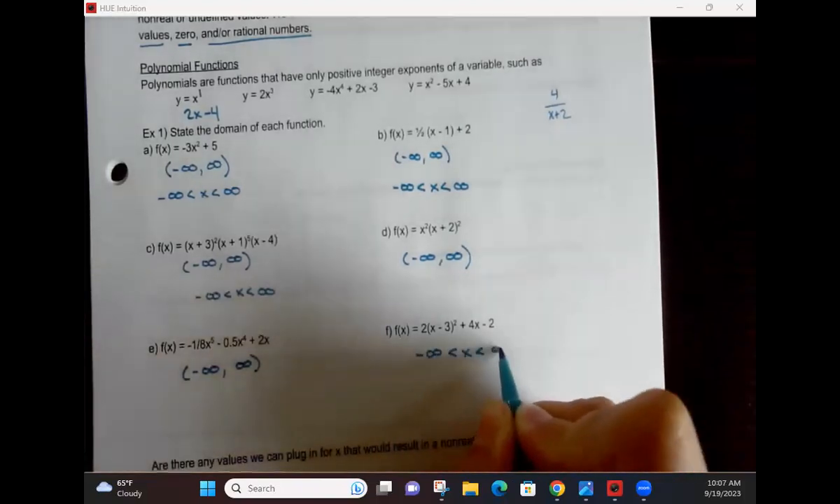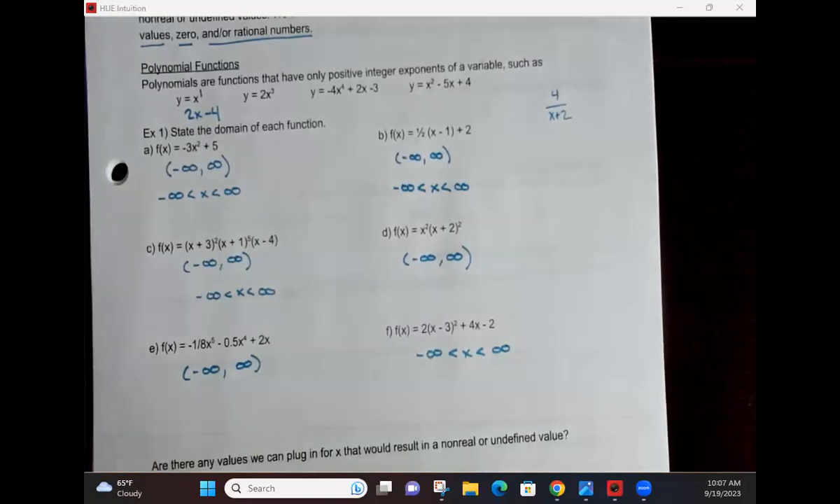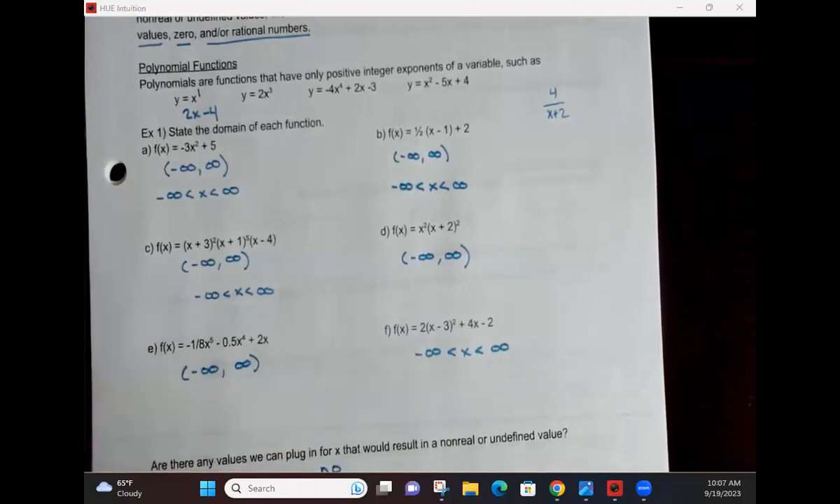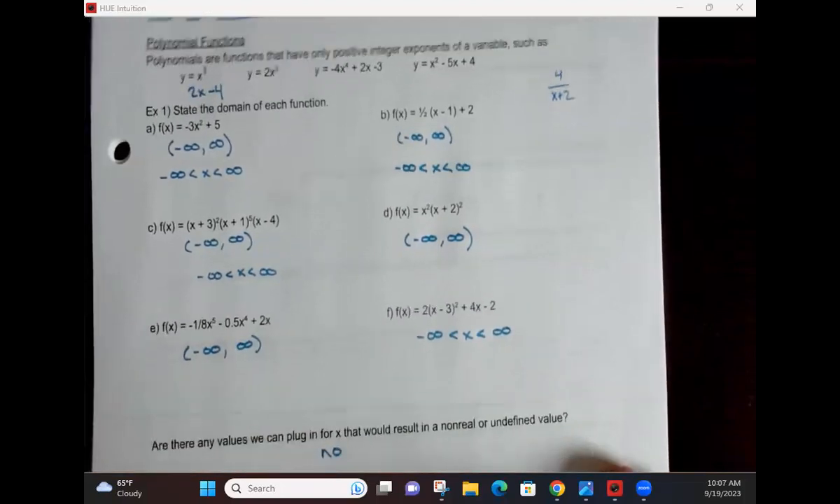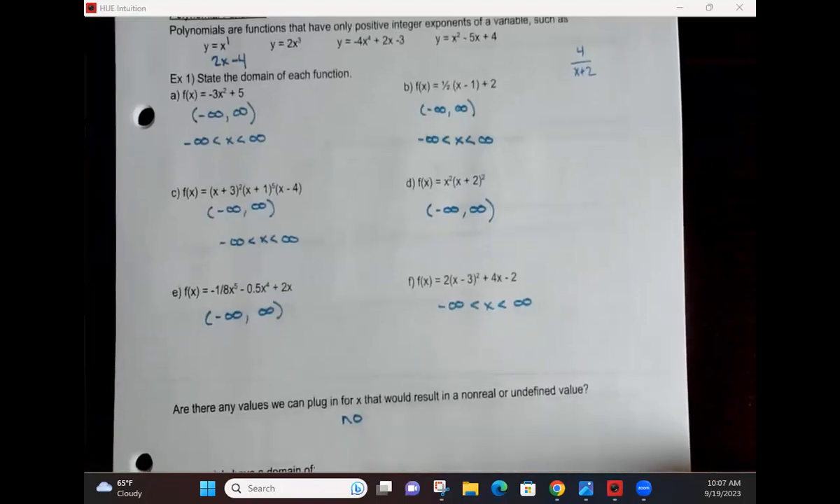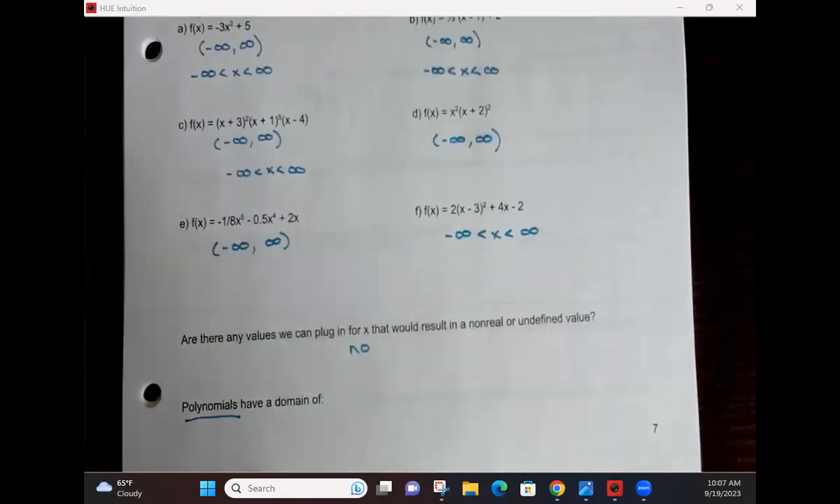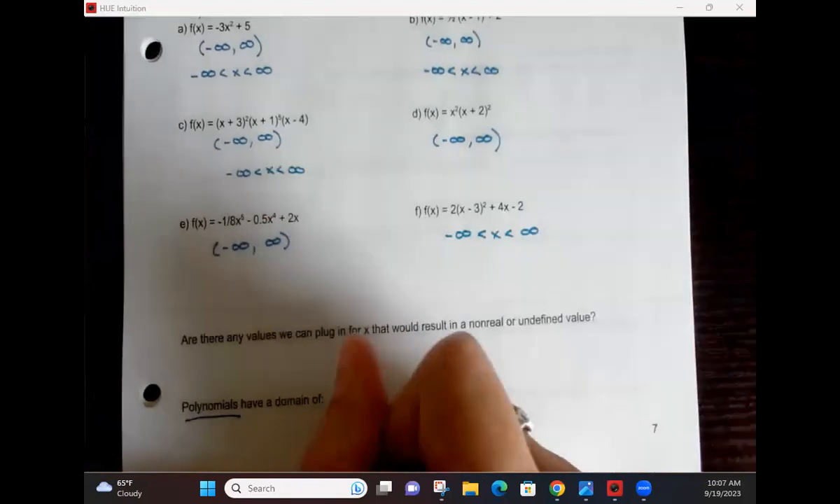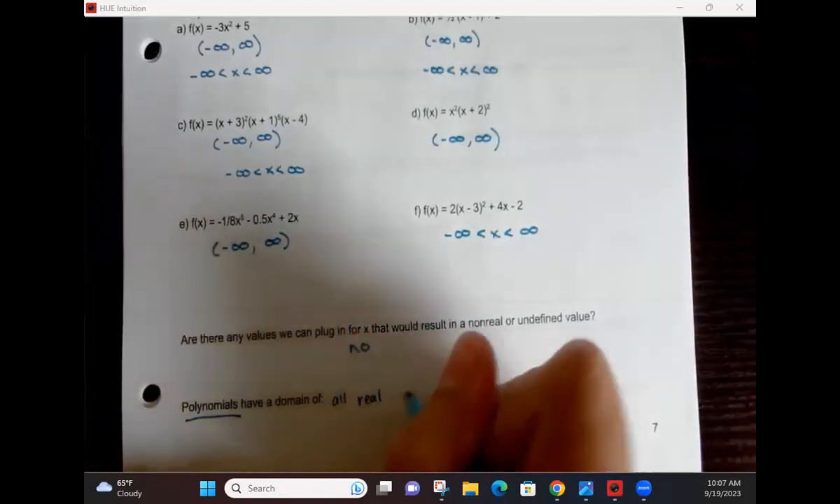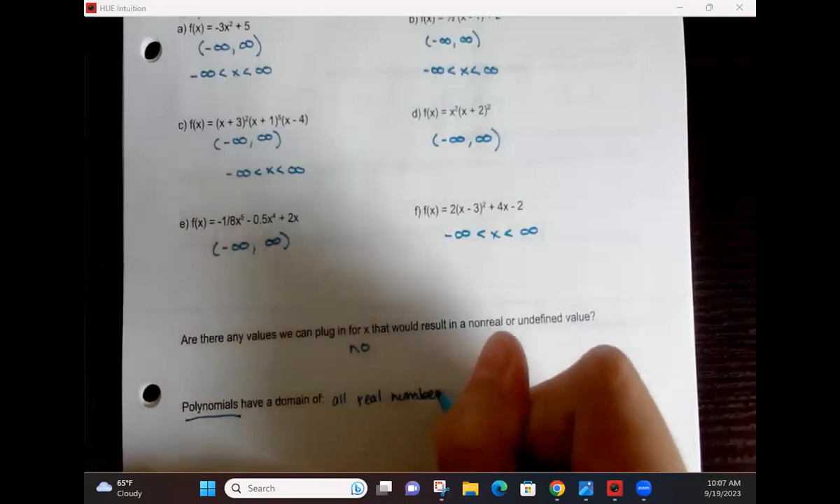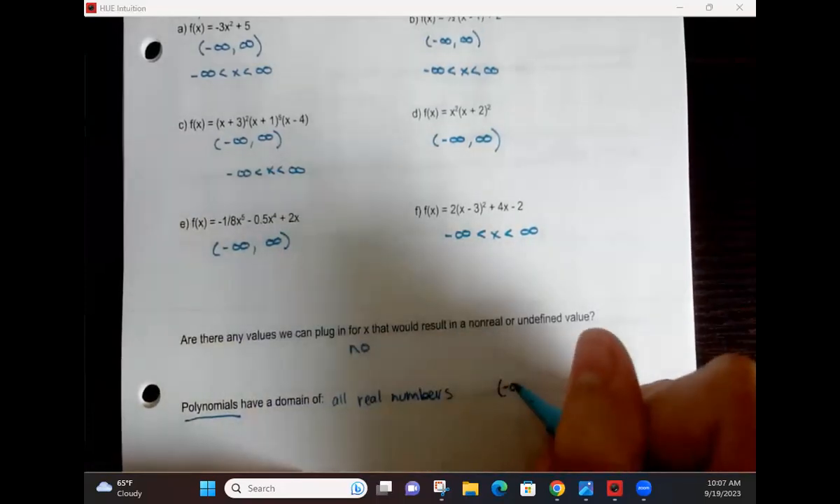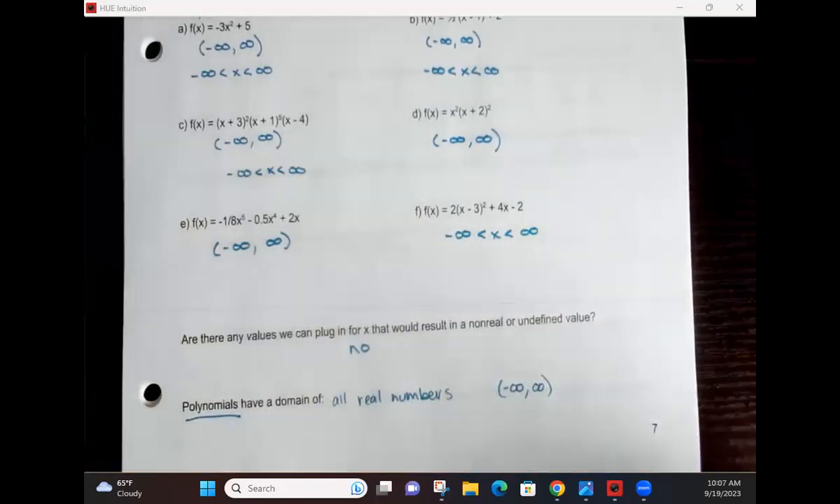I'll do the other notation on this one just to mix it up. They all have a domain of all real numbers, okay? There are no values for x that we can plug in that would result in something undefined or the square root of a negative, something non-real. I'm not going to have any issues here. In fact, not all functions, but all polynomials have a domain of all real numbers. So the domain of any polynomial is negative infinity to positive infinity.